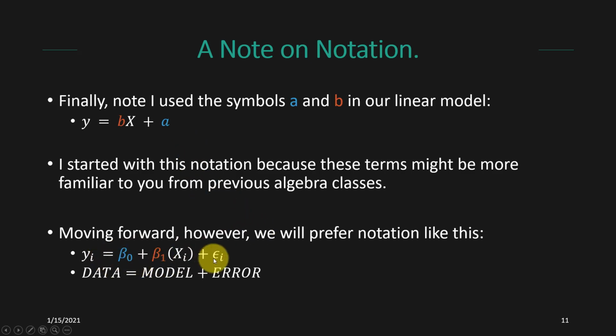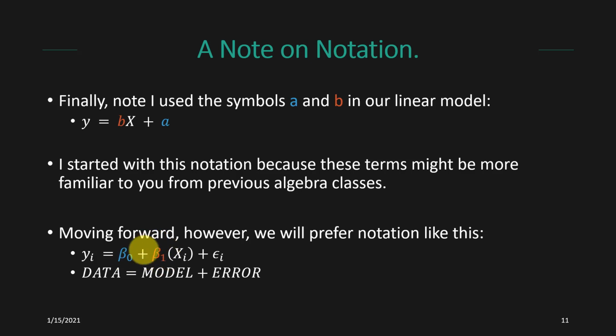To avoid confusion, though, and to keep things consistent with other statistical texts you're likely to encounter, we're going to prefer a notation more like this, where we have y sub i, indicating the actual y value for a particular individual, is equal to beta 0. So beta is just a parameter in the regression model. And if beta 0 is a constant, not being multiplied by anything, that is an intercept. That is going to be the predicted value of y when x is 0.